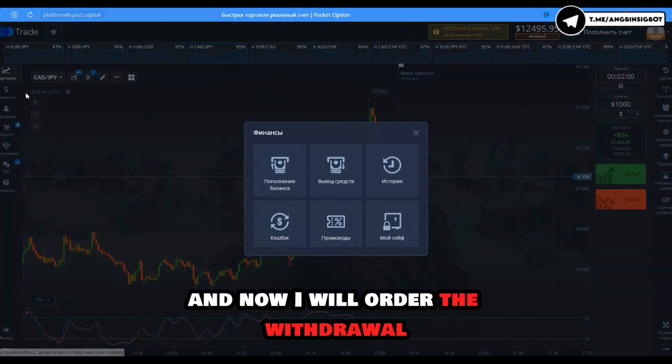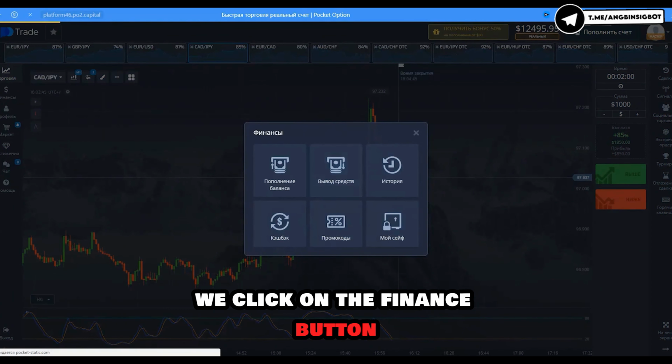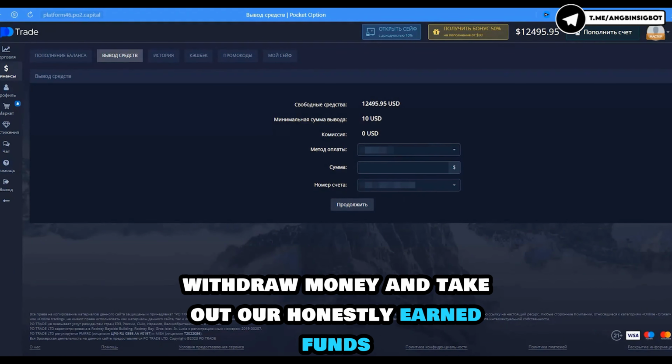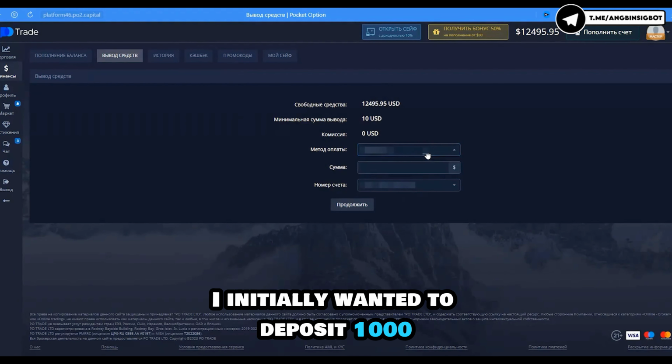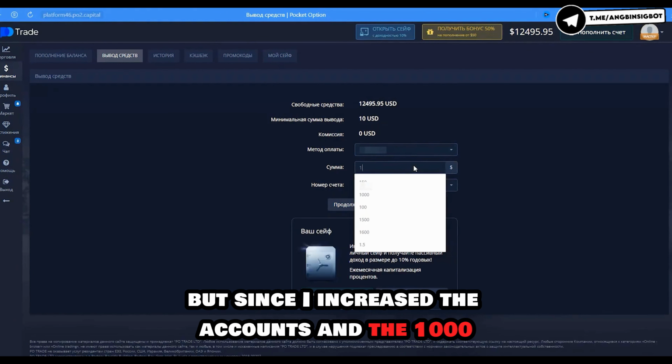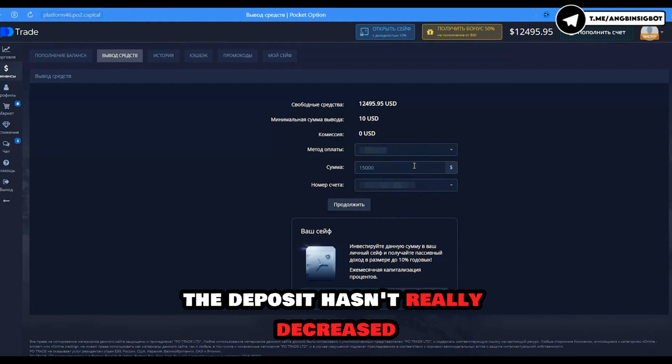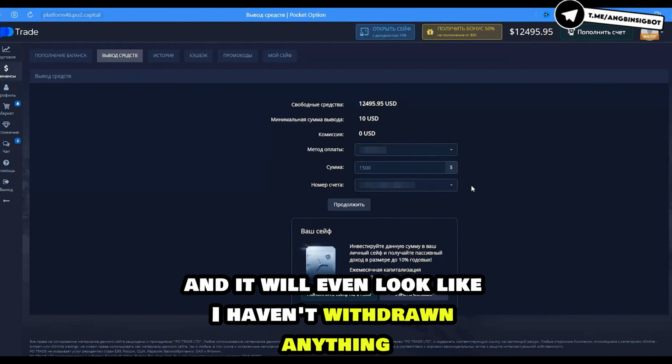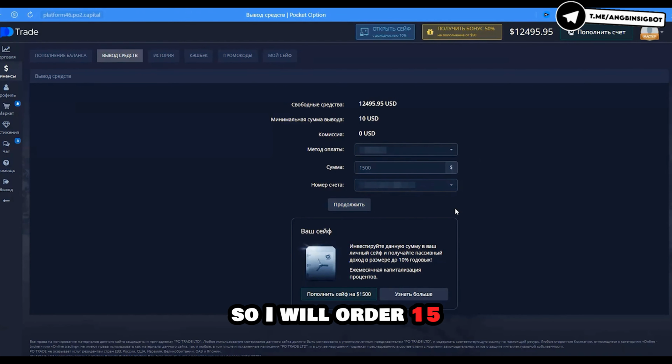And now, I will order the withdrawal. We click on the finance button, withdraw money, and take out our honestly earned funds. I initially wanted to deposit 1,000, but since I increased the accounts, and the 1,000 deposit hasn't really decreased, it will even look like I haven't withdrawn anything. So I will order 1,500.